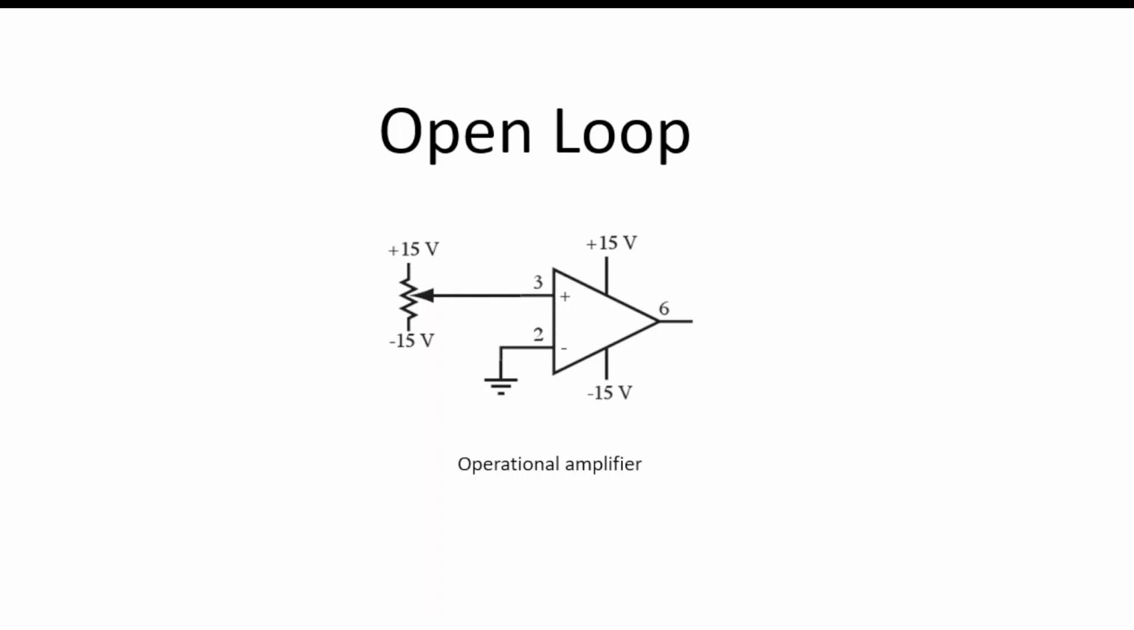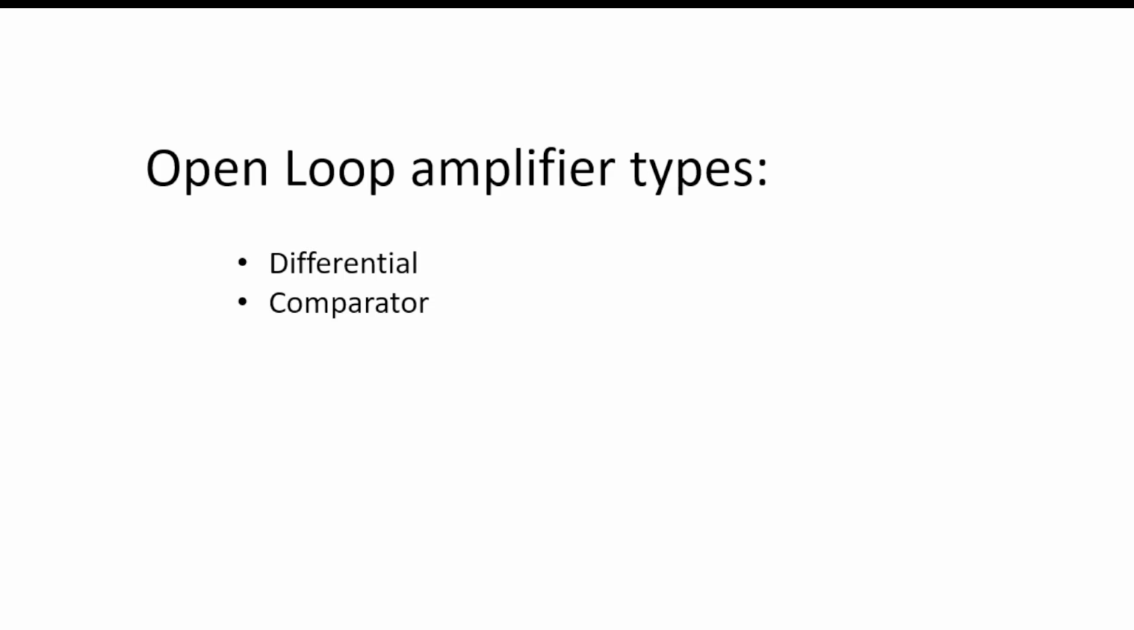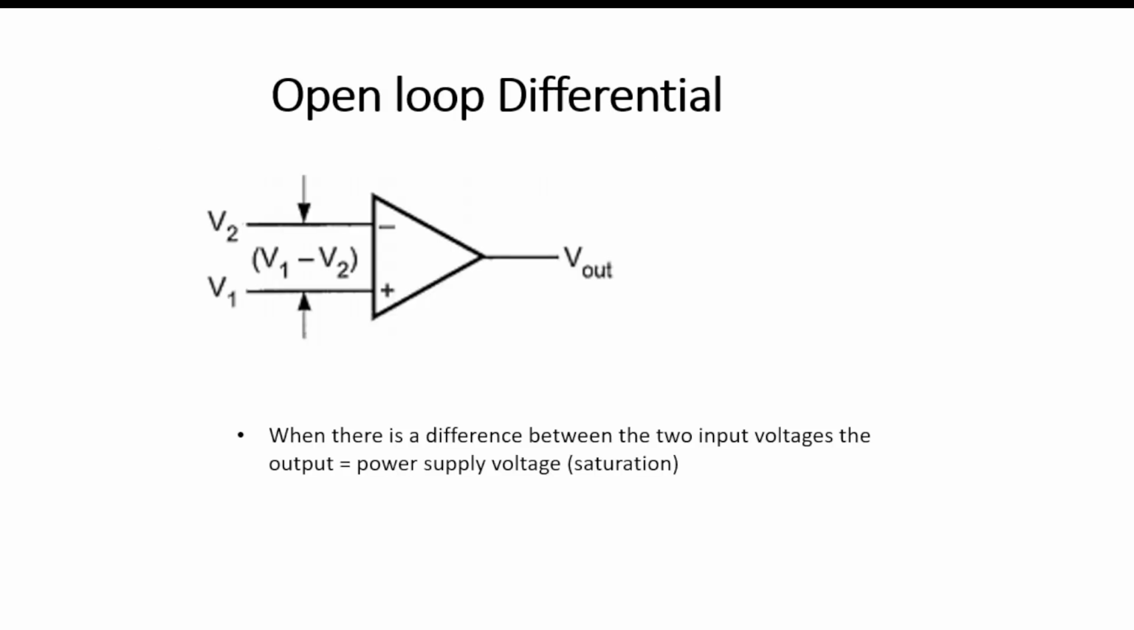Let's take a look at open loop op amps. Now there are 2 different types of open loop op amps. They're known as the differential and the comparator, and they operate in very similar ways. In this one, the differential, when there is a difference between the 2 input voltages, the output will go into something called saturation, which is equivalent to the power supply voltage.